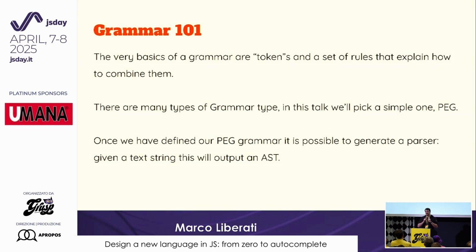A grammar is a set of tokens, very basic building blocks, and a set of rules that tells a program how to combine these tokens together. There are many types of grammar. People spend a lot of time writing papers on this. We're going to use a very simple one for the talk today, which is the PEG. It's a simple grammar, yet it's possible to write JavaScript in PEG. I know there is a talk about that. I'm not covering that. So let's focus on a much smaller scope for this talk.